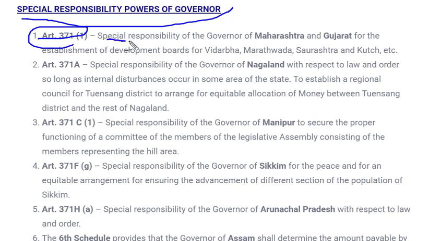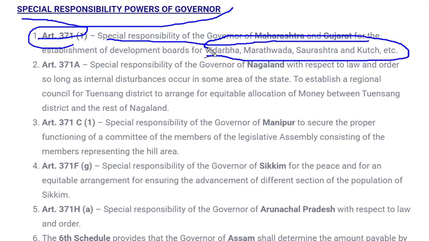Special responsibility of the governor of Maharashtra and Gujarat is for the establishment and development of boards for Vidarbha, Marathwada, Saurashtra and Kutch. Special boards have to be developed in these areas, and this responsibility was given to the governor. Why were these special boards developed? Because of the representation at these places.